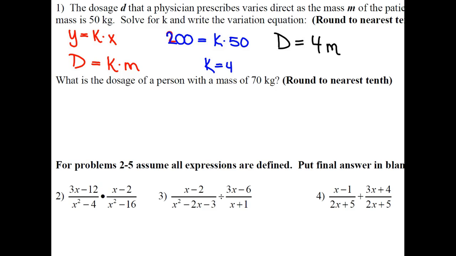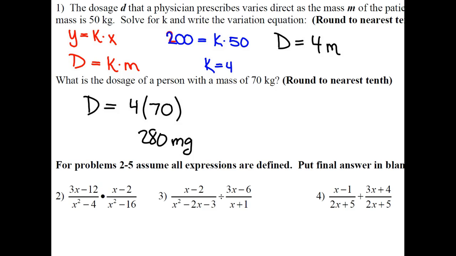All right, and then the next follow-up question says, what is the dosage of a person with a mass of 70? Well, we got a formula for that. It's 4 times the mass of the person, so 4 times 70 kilograms. That'd be 280 milligrams. Okay, so there we had direct variation.